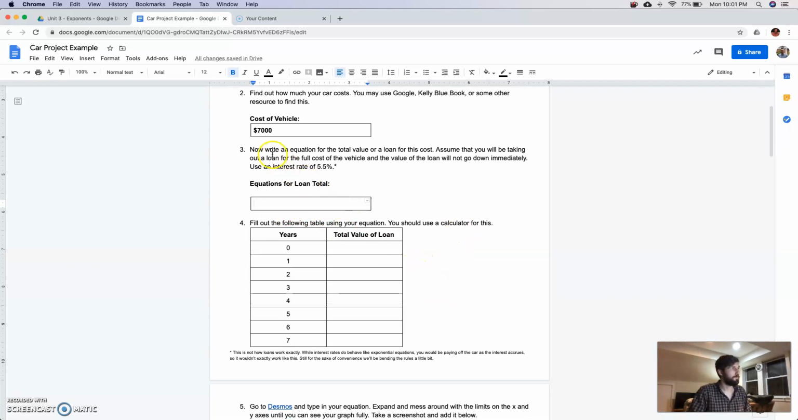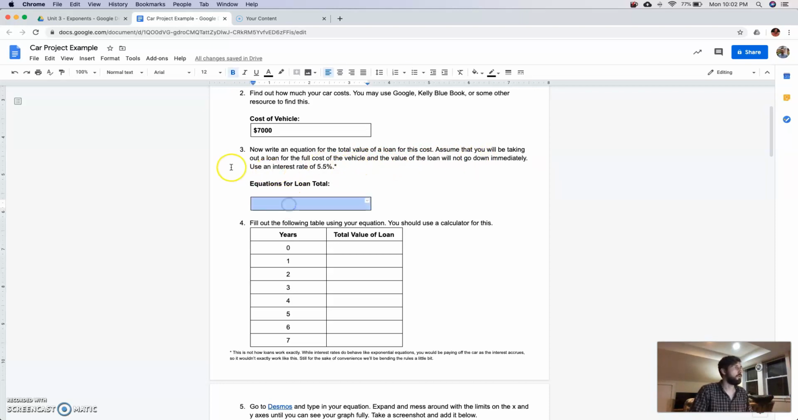So for instance, the next thing you're going to do with that, now write an equation for the total value of a loan for this cost. I got to edit that. That's why you read all your stuff before you send it. So assume that you will be taking out a loan for the full cost of the vehicle, so we're not down paying anything, whatever, and that we're not going to be paying this down immediately, so the interest rate is going to go up.